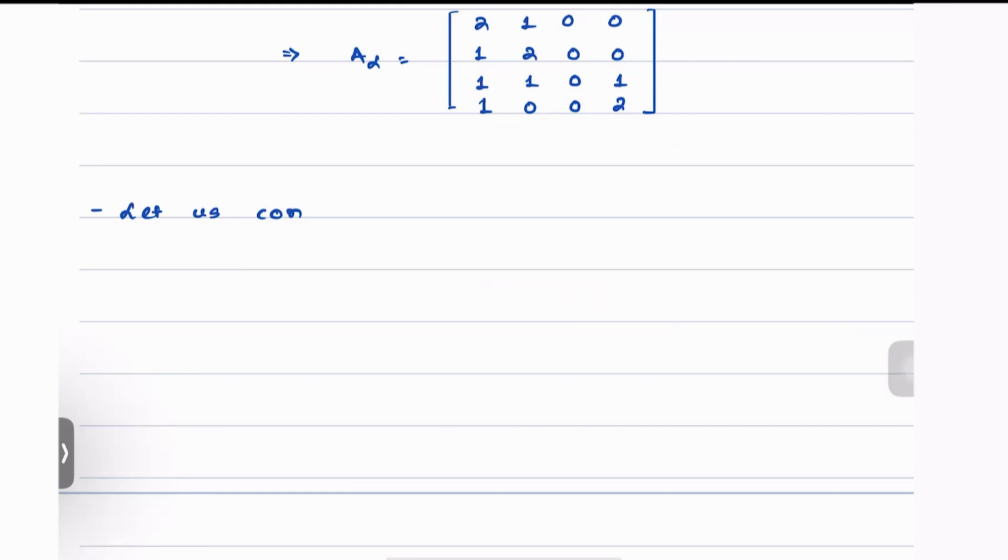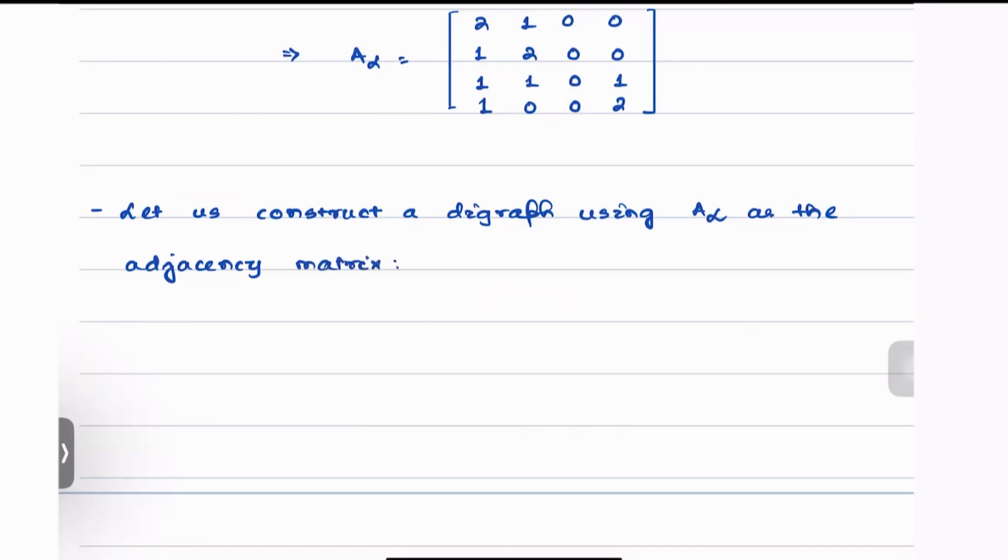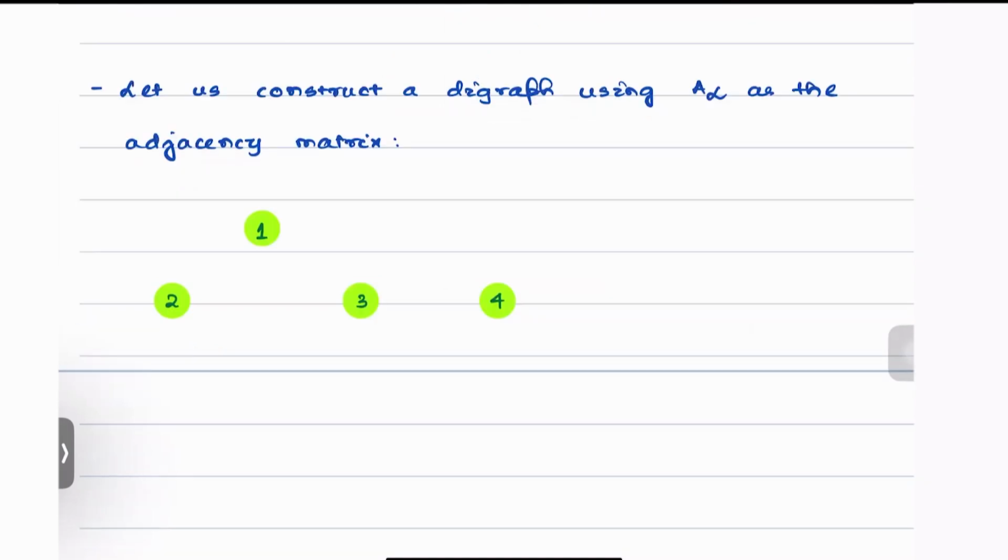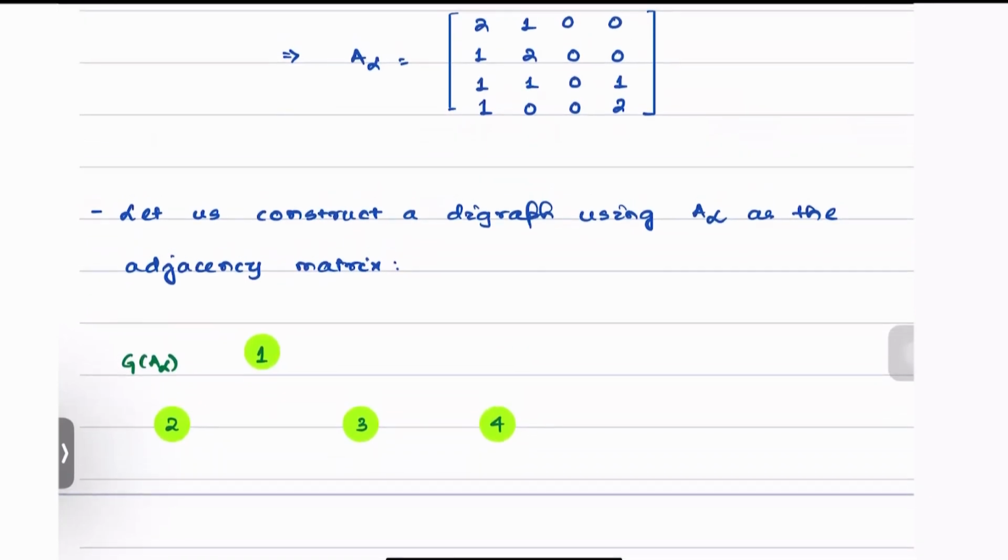Let us construct a digraph using AL as the adjacency matrix. Call it GAL. And again, obviously, it will have 4 nodes. Let us draw the nodes first. So I've drawn the nodes here. This is GAL. Now let's look at the adjacency, AL.